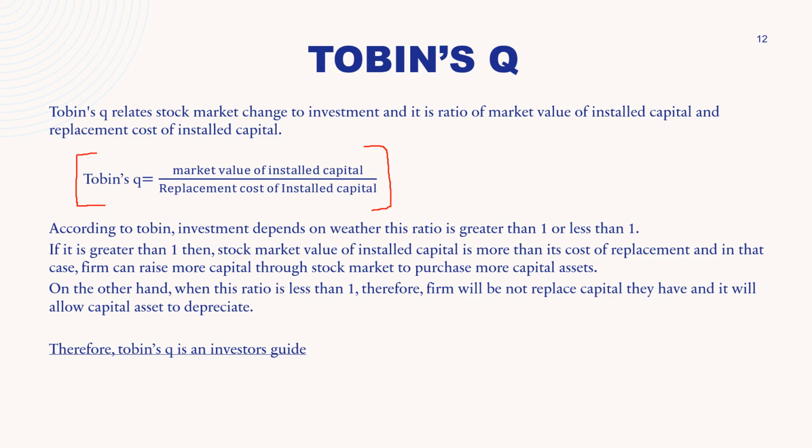If it is greater than 1, then the stock market value of installed capital is more than its replacement cost, and in that case the firm can raise more capital through the stock market to purchase more capital assets. On the other hand, when this ratio is less than 1, the firm will not replace the capital it has and will allow capital assets to depreciate. Therefore, Tobin's Q is an investment guide.